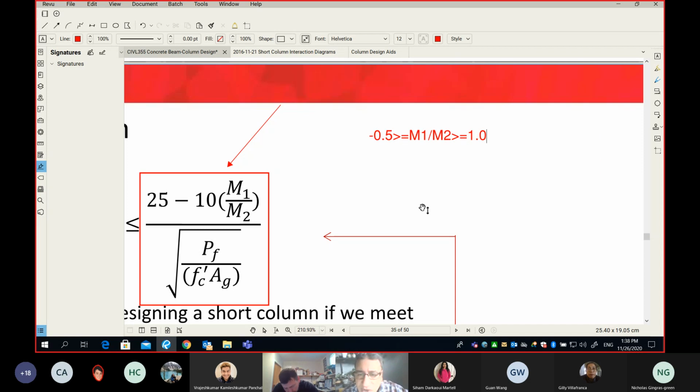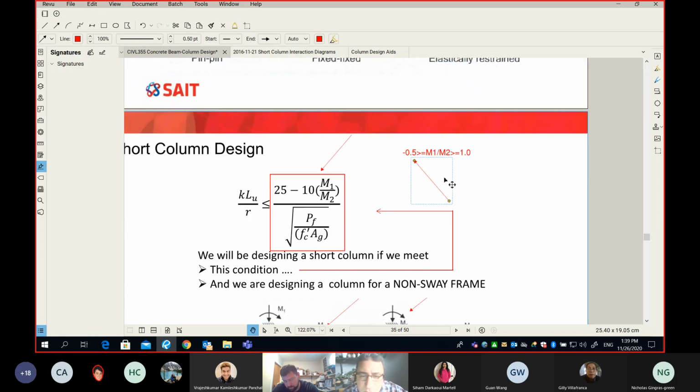And this is by the code. The code clearly says your ratio between M1 and M2 should be greater than or equal to minus 0.5. If it's a double curvature, then it's negative. If it's a single curvature, it is positive. Any question for now?